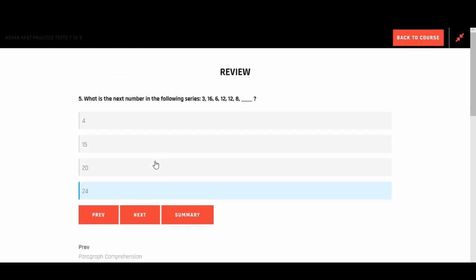All right. Number 5 says, what is the next number in the following series? And again, the way to do these is just to look for patterns. There's no real way to explain how to do them apart from looking for patterns. And in this case, I see I got 3, 6, 12. In other words, these are doubling. To go from 3 to 6, I double. To go from 6 to 12, I double. And the next one would fit in this pattern, so I'm going to say that's 24 for now.